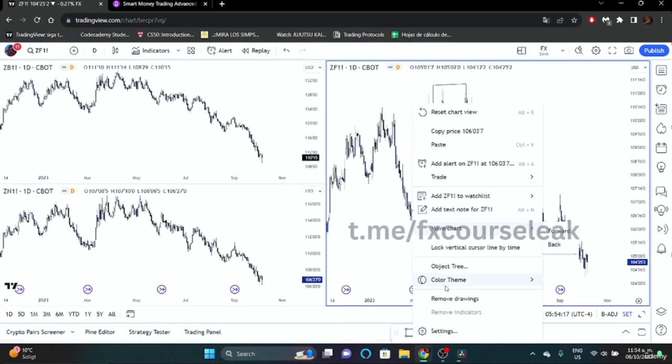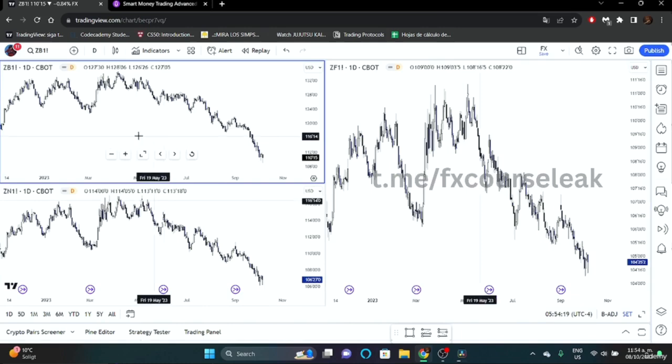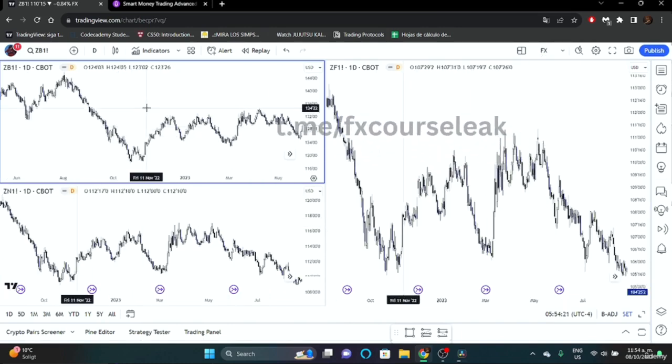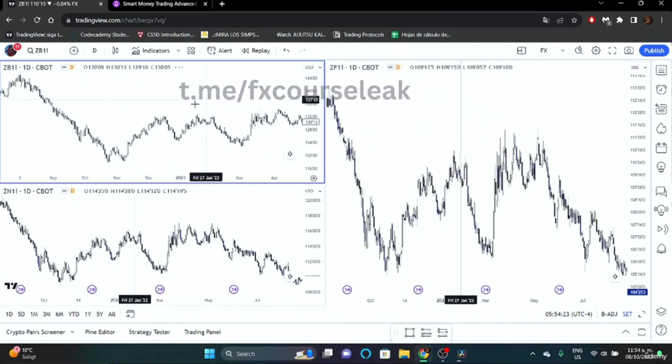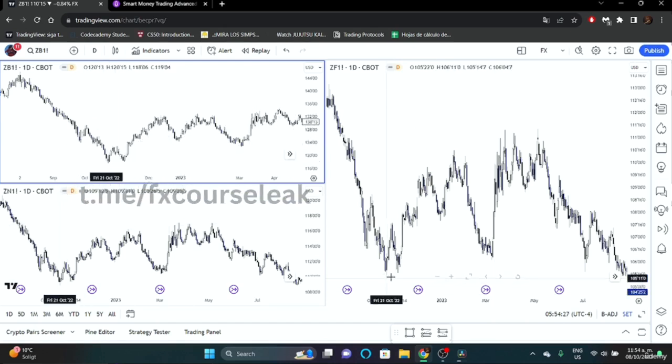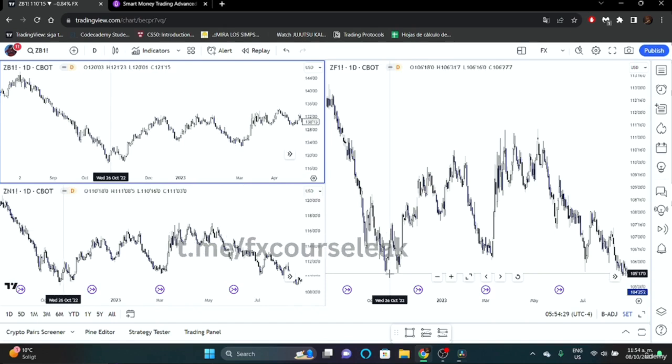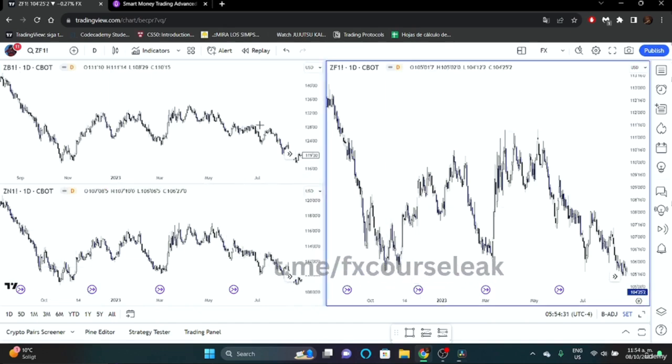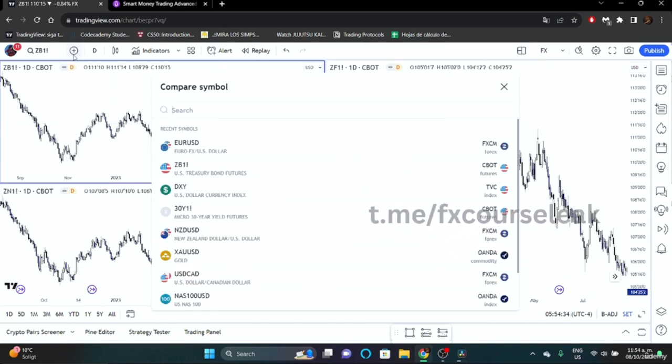Okay. We understand? Look at this right here. There's no SMT divergence right here, right? All of them are making higher lows. Yep, okay, perfect. Let's look at Euro.